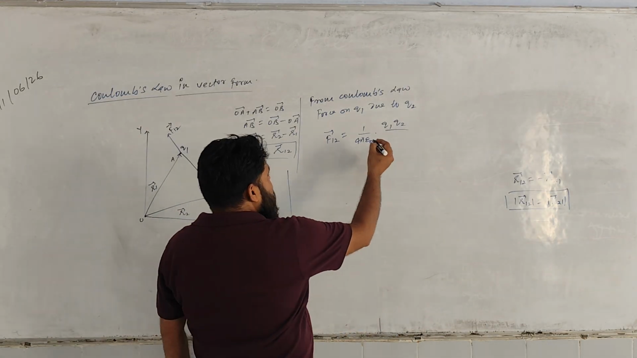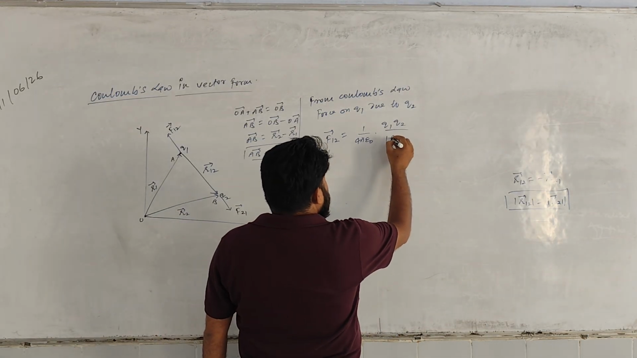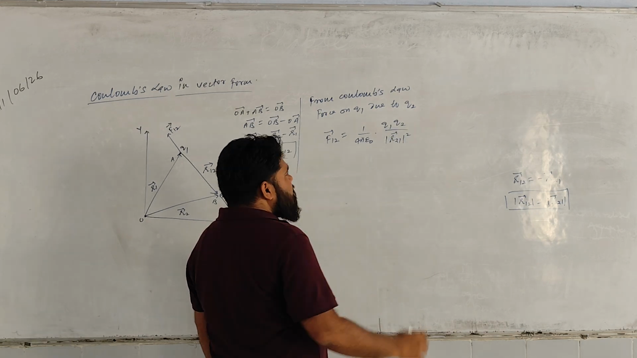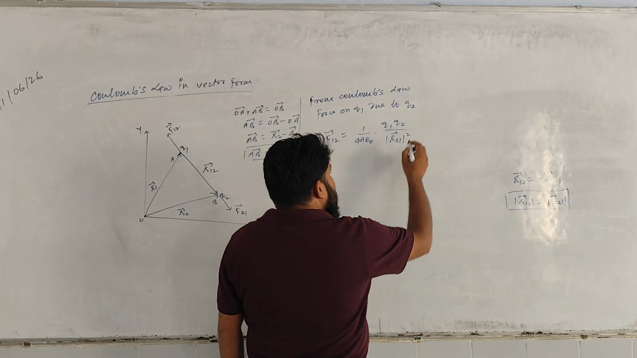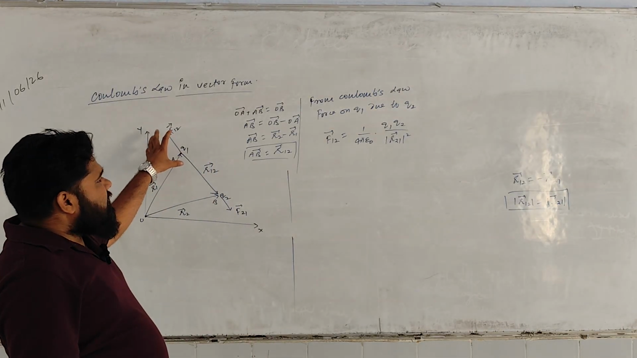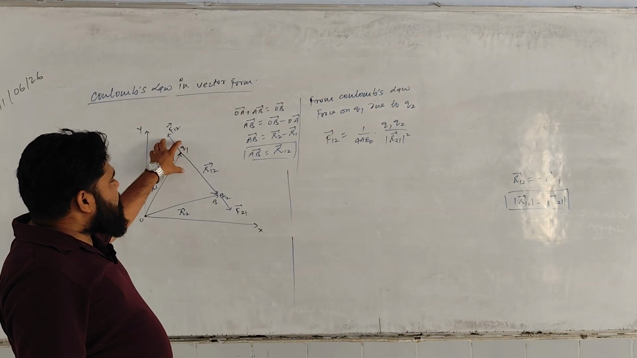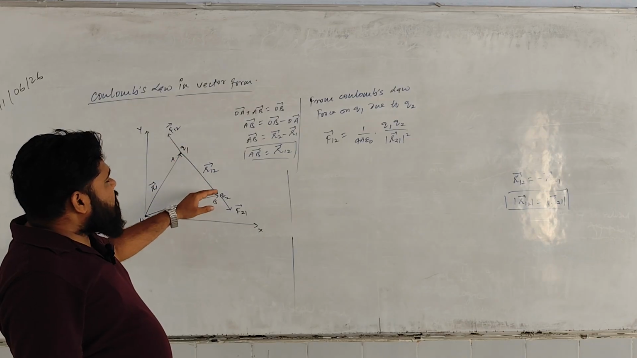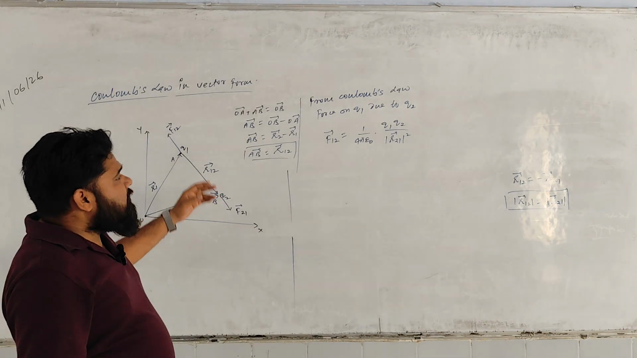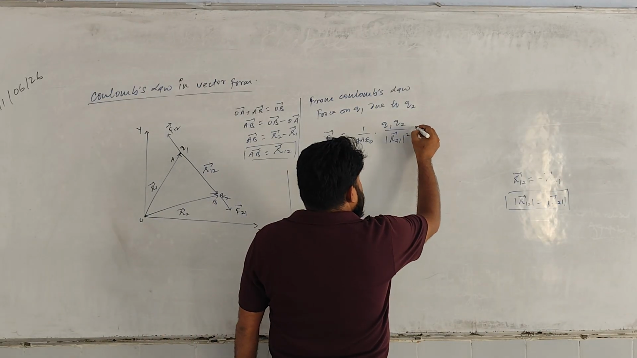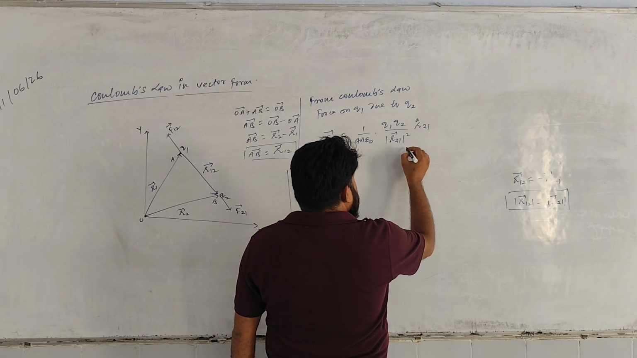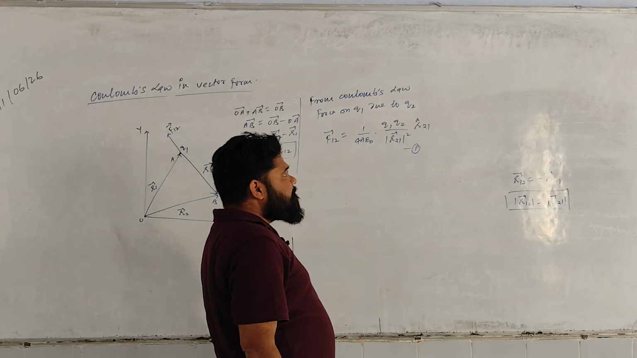So here we use vector r21 of magnitude of vector r21 square, and this force, what will be the direction of the force F21? The direction of the force F21 is directed from Q2 to Q1. That means the vector leading from Q2 to Q1. So that can be represented by the unit vector in the direction of R21. That is equation number 1.